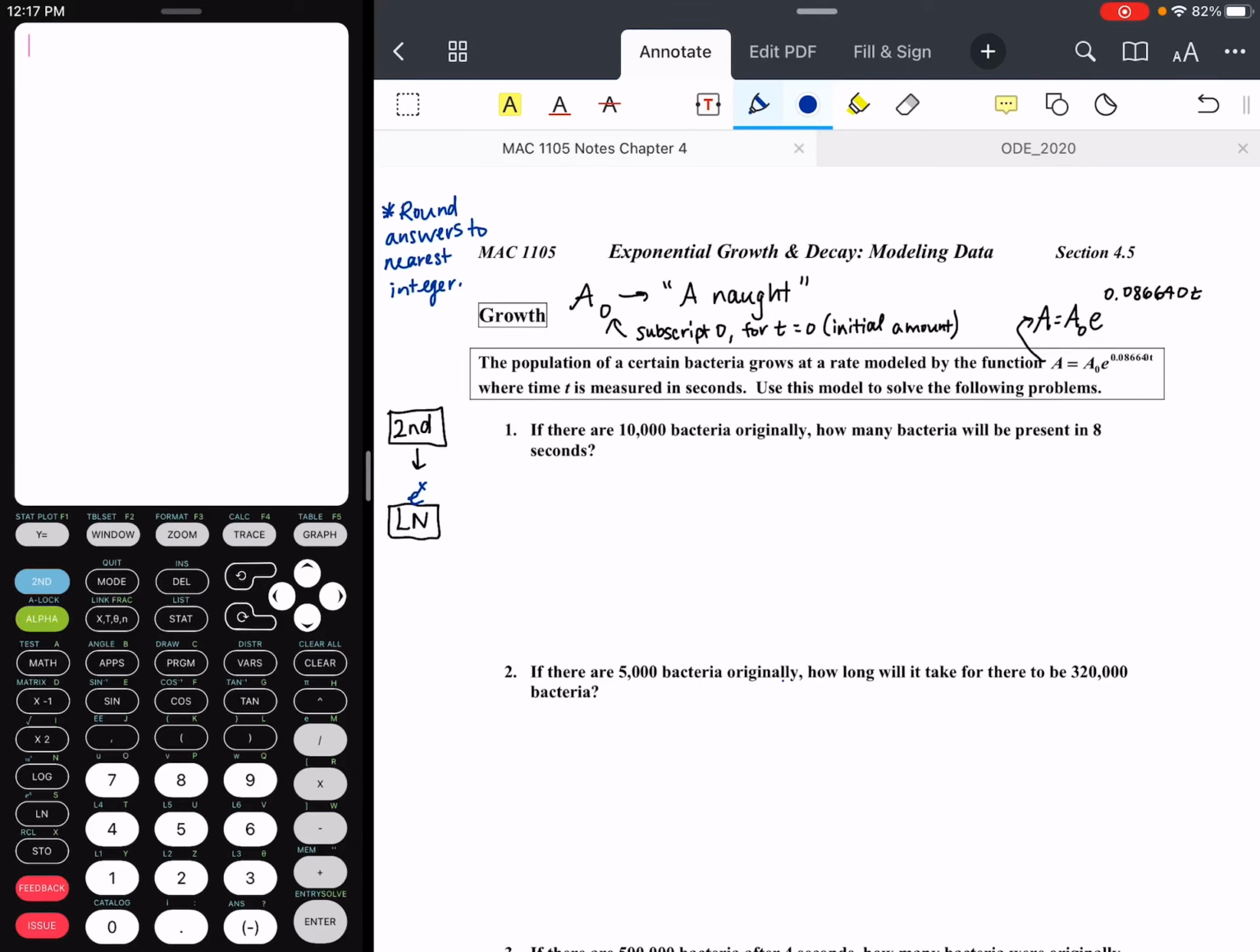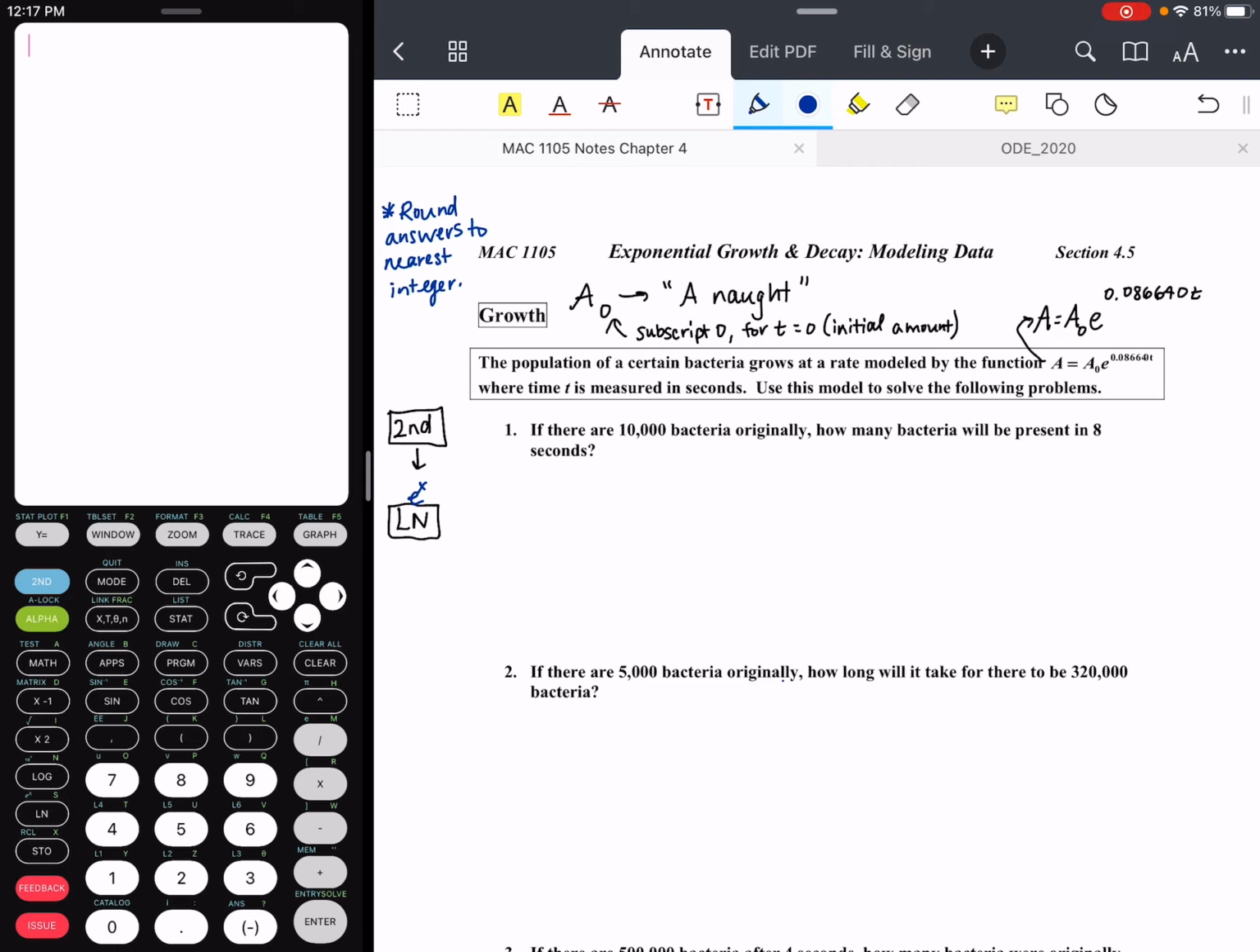All right, guys, I know you're excited. We've gotten to the word problem section of chapter 4. So we're going to be talking about exponential growth and decay. First we're going to talk about our growth models, and I just want to introduce a little bit of vocab and notation to you.